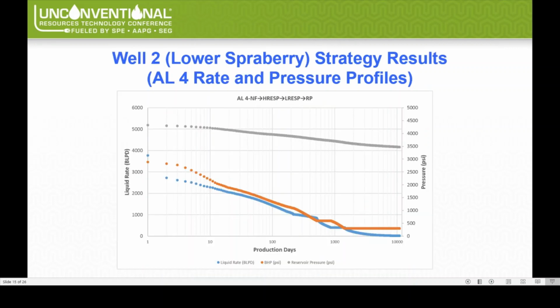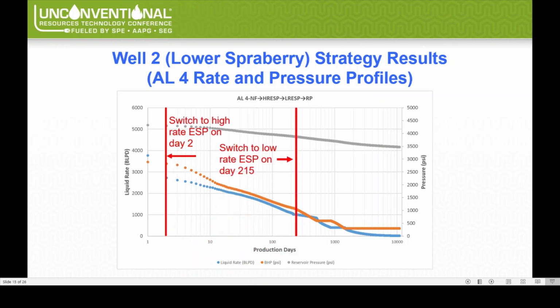Here's the lower Sprayberry's liquid rate, flowing bottom hole pressure, and reservoir pressure. You'll notice that the reservoir pressure doesn't decline as much. We switched to a high rate ESP on day 2, and we switched to a low rate ESP within a year, or within 9 months. And you switch to a rod pump on day 870, or so within 3 years.